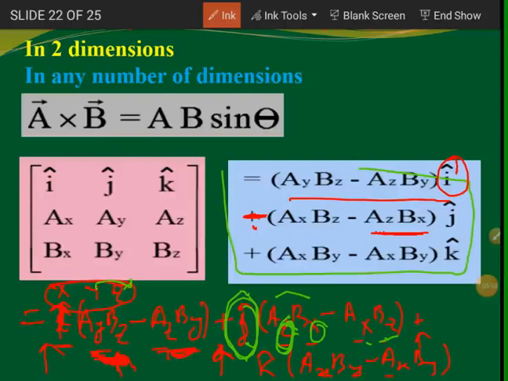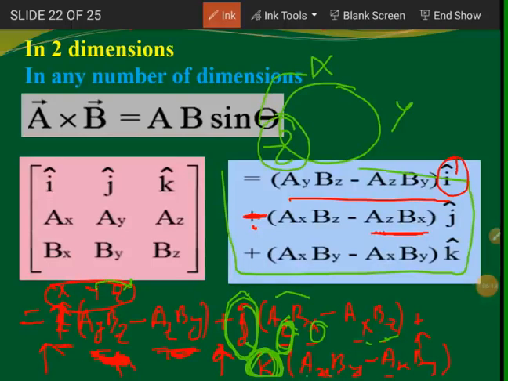Got it? Last one is for what? For Z. If it is for Z, then it will be coming to X again. X, Y, Z. You try to come in that way. So if it is the unit vector along Z, I mean for this K cap, the next component will be X. So you write AX, BY. AB will always be there, and in between here, this will always be minus. Got it? So you can remember in that way.